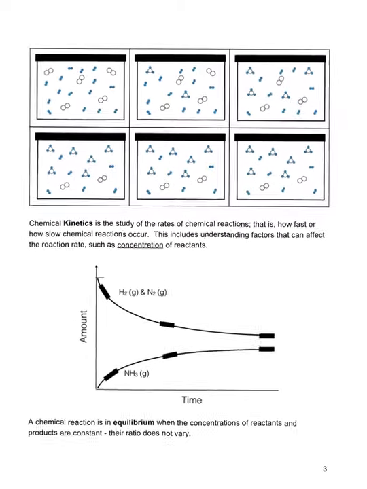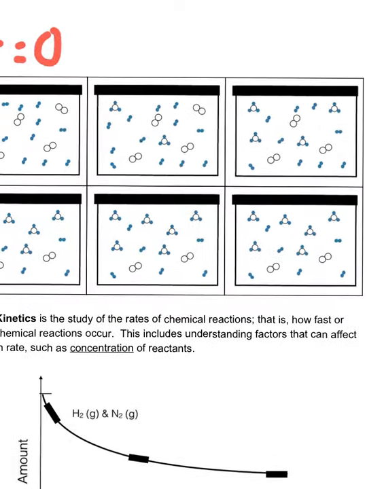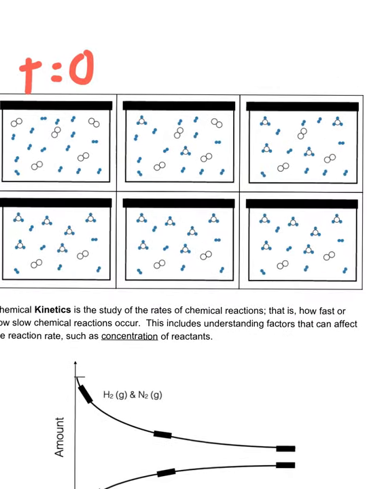So what I have here is 6 images of the reaction happening. Let's call this first one T equals 0, and we're just getting started. At T equals, we'll call it T equals 1, we've got 2 ammonia molecules forming.